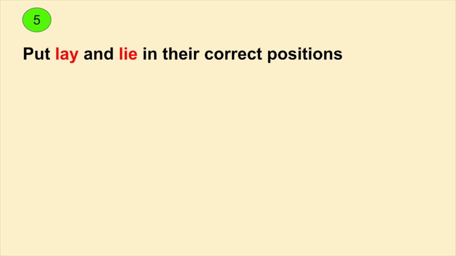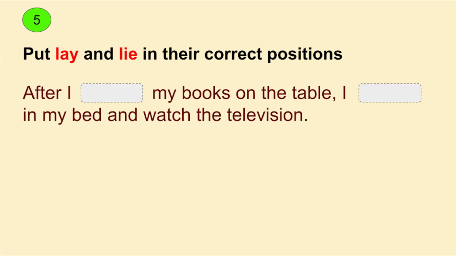Number 5. Put lay and lie in their correct positions in this sentence. After I blank my books on the table, I blank in my bed and watch the television. You have 5 seconds. And the correct answer is, after I lay my books on the table, I lie in my bed and watch the television.